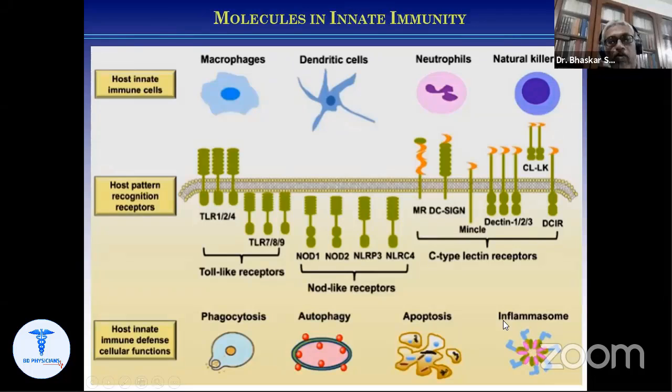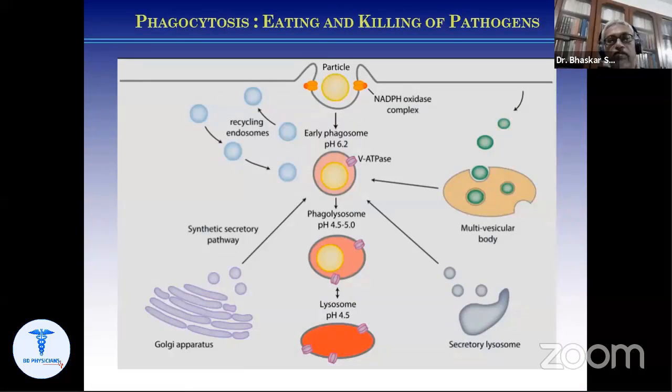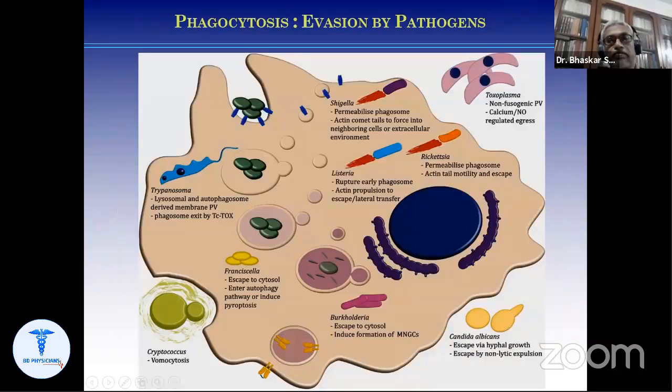So I'll just quickly go through phagocytosis first. The target particle is phagocytosed and fused with the lysosome. And then the phagolysosome has a very low pH where this is hydrolyzed. And then these proteins are released, or presented through the MHC class 2 pathway to the T cells.